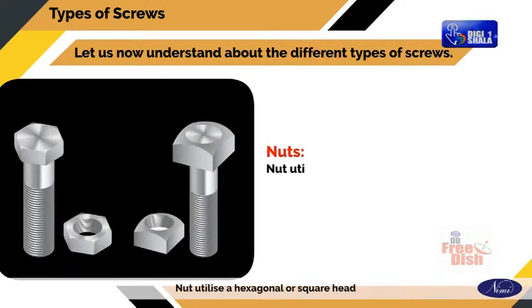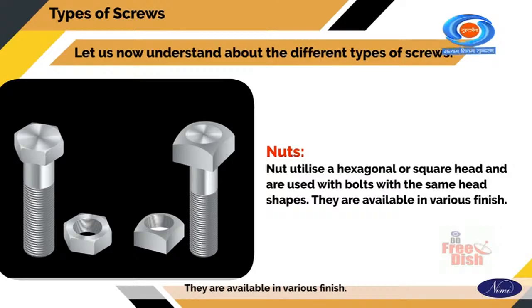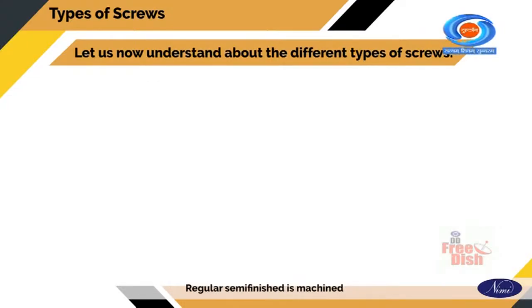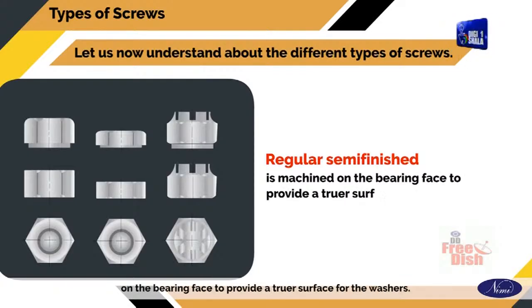Nuts. Nuts utilize a hexagonal or square head and are used with bolts with the same head shapes. They are available in various finishes. Regular nut is unfinished, not machined, except on the thread. Regular semi-finished is machined on the bearing face to provide a truer surface for the washers.